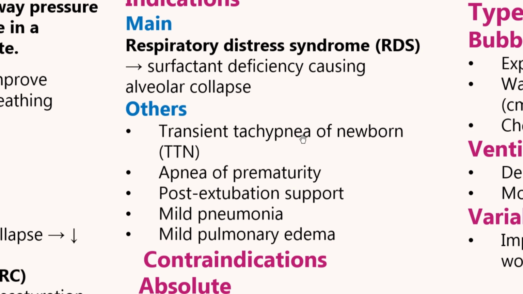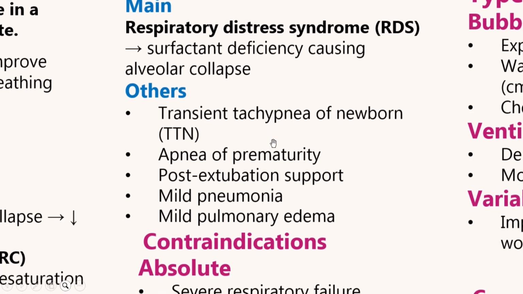But it lies within the mechanism of labor. When the child does not pass through the rigid birth canal to push that fluid out of their lungs, the residual fluid is going to cause a transient tachypnea because the lungs are still having that fluid within them. Then we have apnea of prematurity. This is common in the preterms, and we looked at this in the video about the preterm. We have post-extubation support. This is when we are weaning someone off the ventilator.